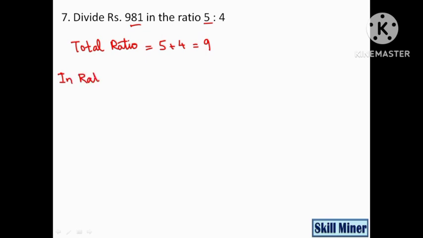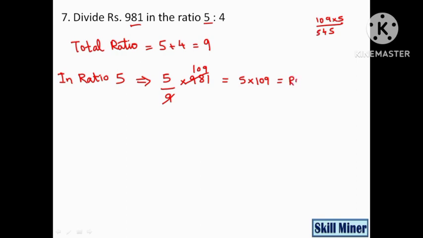So in the ratio of 5, the amount will be 5 divided by the total ratio into the given amount. Okay, 1 9 is 9, 1 9 is 9, 9 9s are 81. 5 into 109, 109 into 5, 5 9s are 45, 1 5 is 5, which gives me rupees 545.